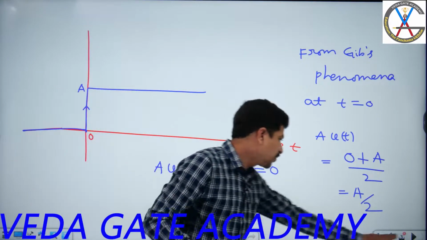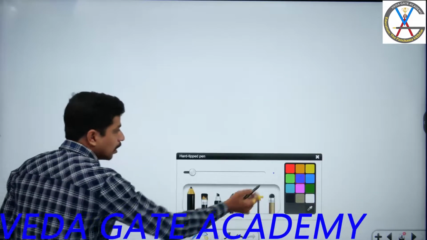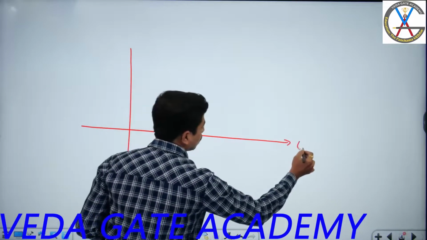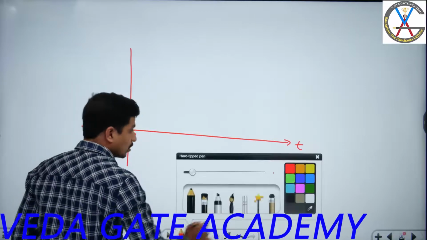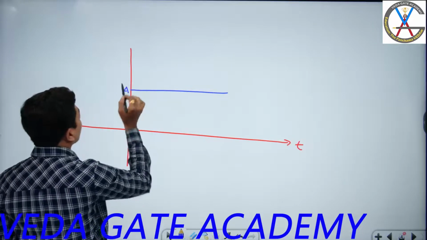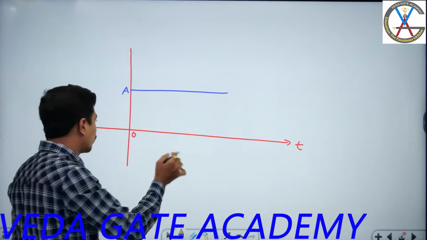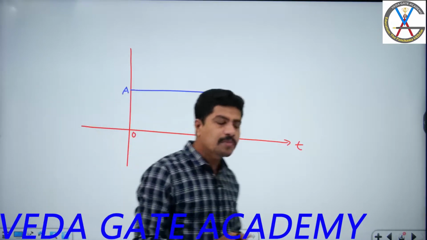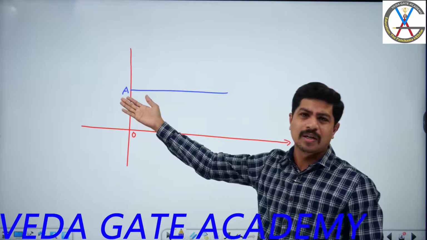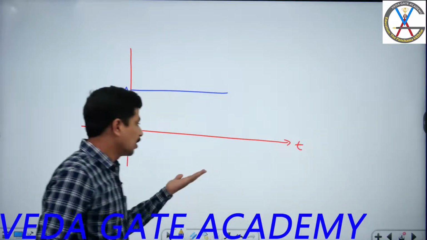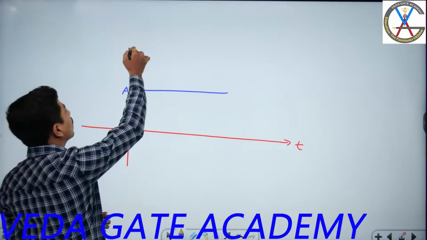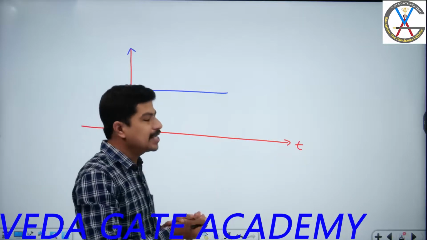Let me draw it once again. This is t, this is 0. Here it is a. But at t is equal to 0, it is shown as a by 2. But we are not going to represent that a by 2 in the graph or waveform. Ideally, the step function is represented like this, and this is a into u of t axis.